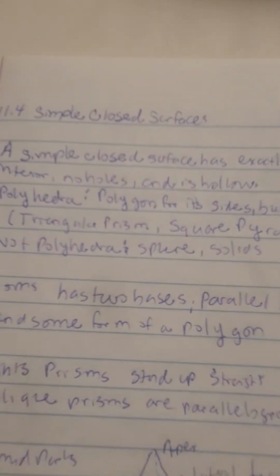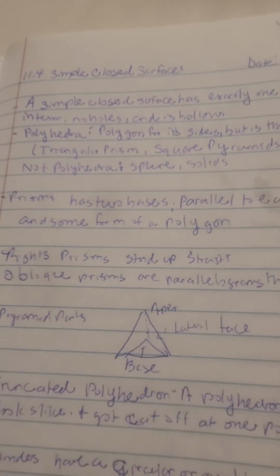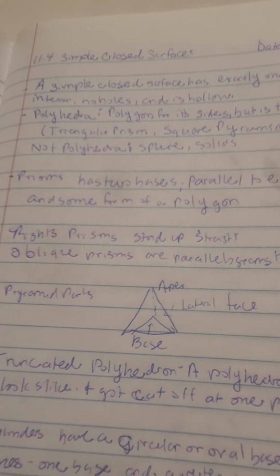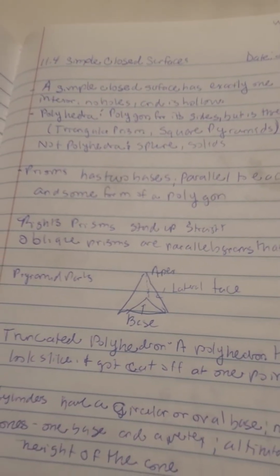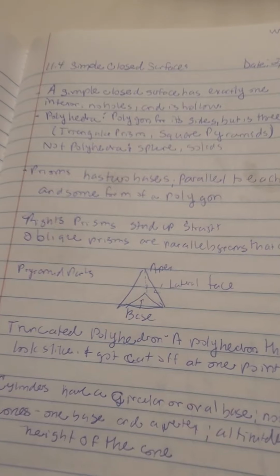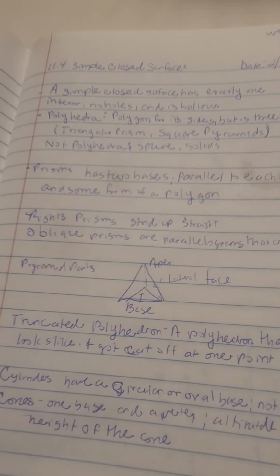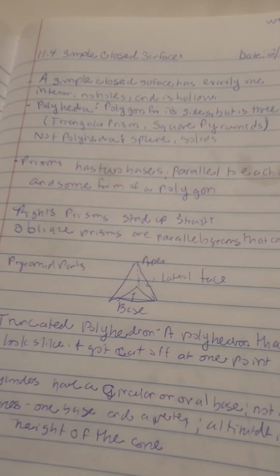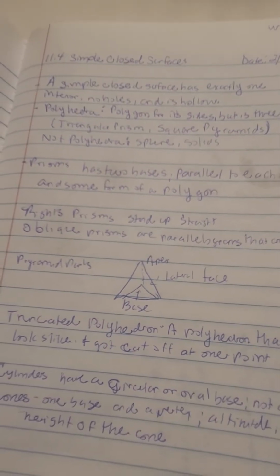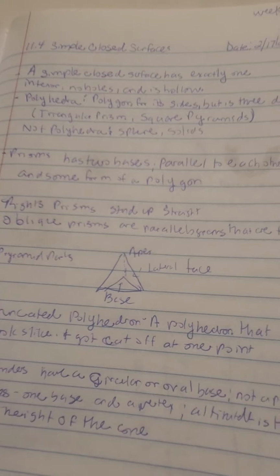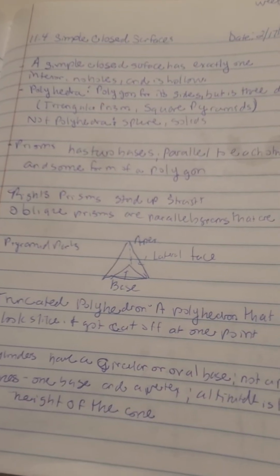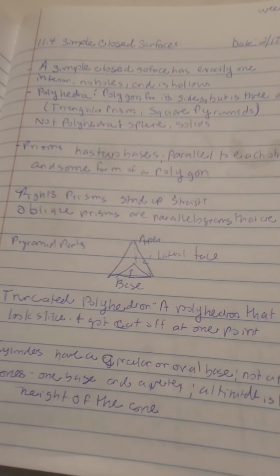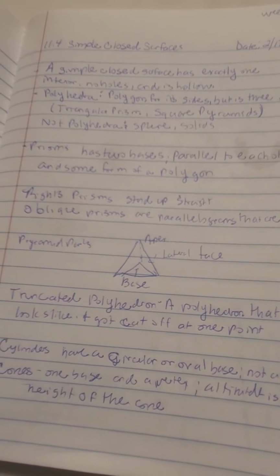The next was simple closed surfaces. And we learned the definition of what a simple closed surface was, as well as polyhedra and polyhedrons. I've learned that spheres and solids are not polyhedras, but square pyramids and triangular prisms are. They're polygons that are three-dimensional. And a simple closed surface has one interior, no holes, and it's hollow.